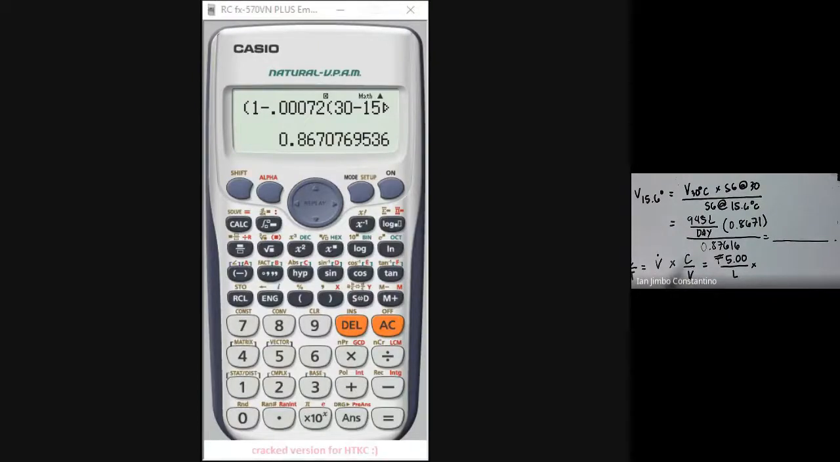Okay. Again, we will clear the calculator. Now, we will solve for the volume at 15.6 degrees Celsius. The volume will be 945 multiplied by 0.8671 divided by 0.87616. Okay. So the volume at 15.6 degrees Celsius is 935.22812. So we will store that in A, and then we will multiply it with the cost of your fuel.